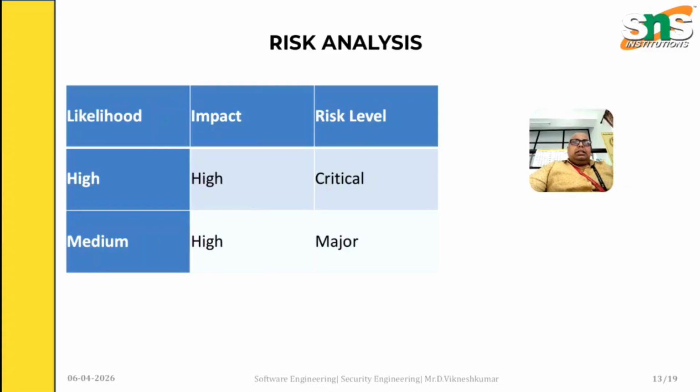In case the likelihood is high, the impact will be high and the risk level will be critical. Whereas if the likelihood is medium, the impact level will be high and the risk level will be major. So this is a risk analysis of the system.